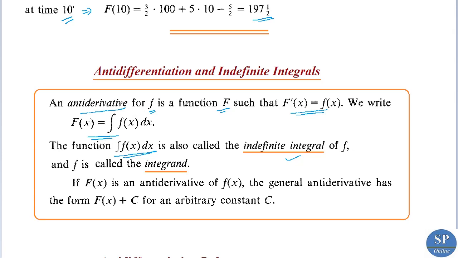So if capital F is the antiderivative of small f, then capital F can be written as the integral of f of x dx. So here capital F is the antiderivative, and it is also called the indefinite integral. This function small f is called the integrand. If F of x is an antiderivative of f of x, then the general antiderivative has the form F of x plus c for any arbitrary constant c. We already discussed that.